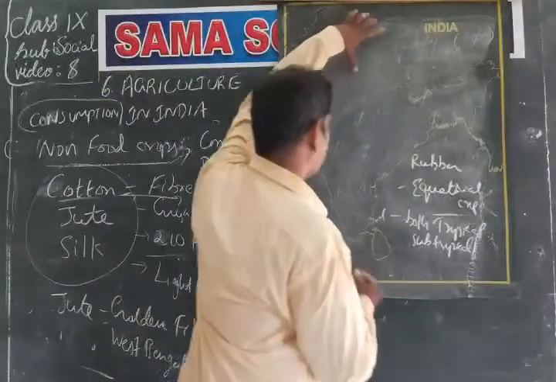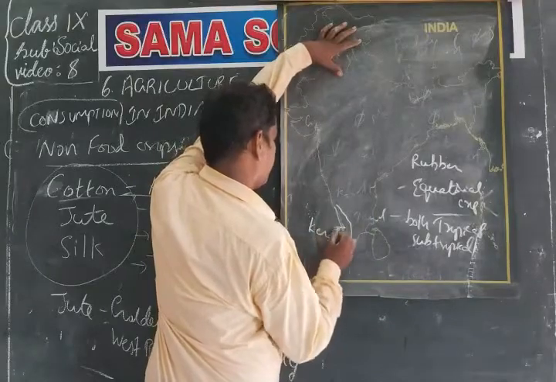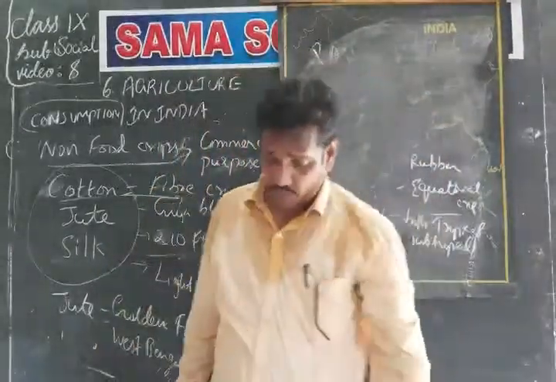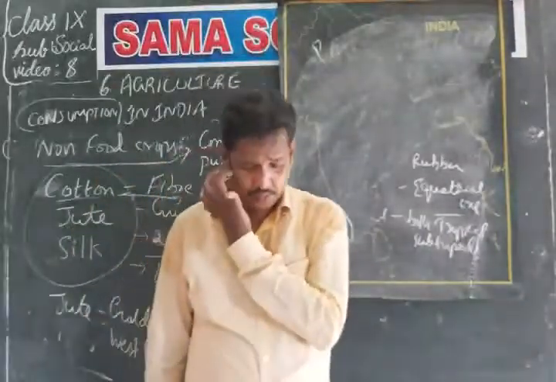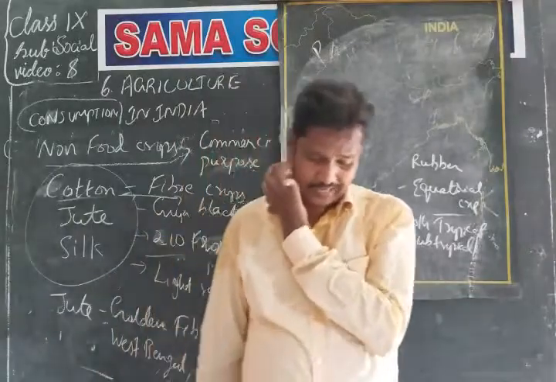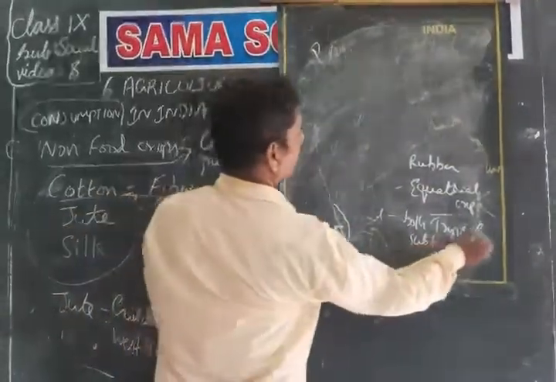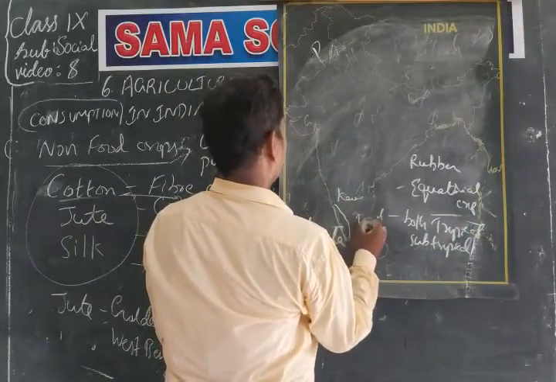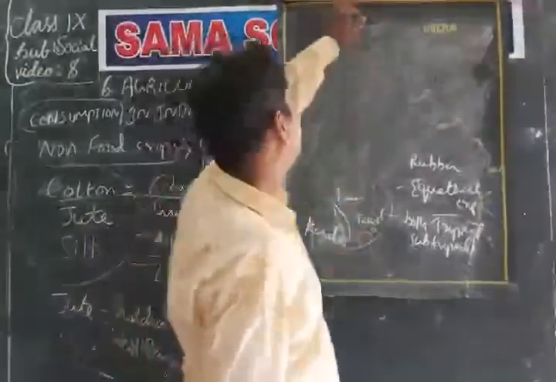Mostly Kerala is very famous for rubber production. Kerala is the largest producer of rubber. Following Kerala, other important states are the Andaman Nicobar Islands, Tamil Nadu, Karnataka, and so on, which are also famous for the rubber crop. Children, next.